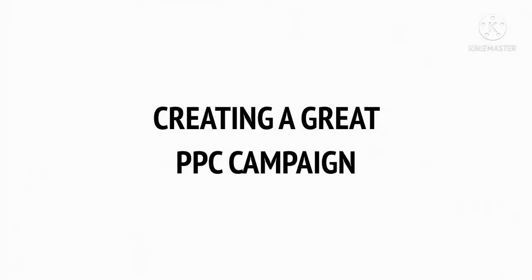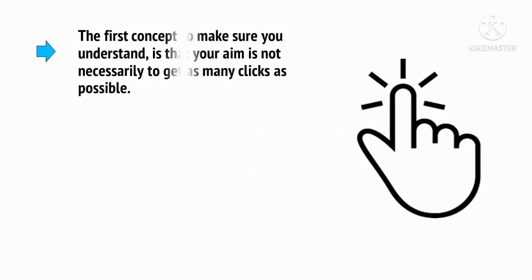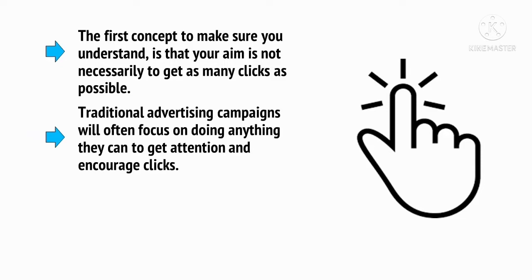As you can see, PPC works a little bit differently from traditional advertising in magazines and on TV. You're no longer paying for a single advert, nor are you paying for exposure. Instead, you're paying directly for clicks, and that means you need to think about things a little differently. The first concept to make sure you understand is that your aim is not necessarily to get as many clicks as possible. Traditional advertising campaigns will often focus on doing anything they can to get attention and to encourage clicks.